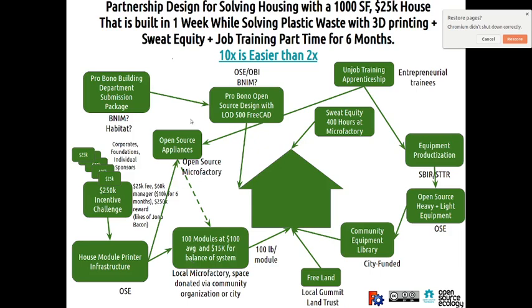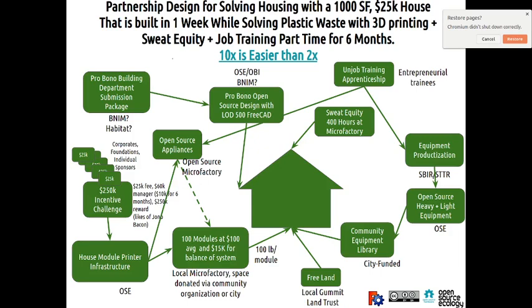But once again, take each of these elements and make them happen, like open source appliances, open source refrigerators, open source washers, and so forth, that are once again 3D printed, and then you've got some electronics in there. But 3D printed stuff, like open source microfactory stuff, that feeds that. At that level, 100 modules at $100 average is like 10K for materials.